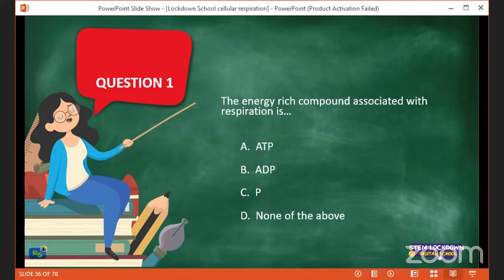Send through your answers, guys. And if there is anything that you want me to explain again, just also please indicate for me in the group chat. Anything yet? Send through your answers, guys, so that I can see that we understood.